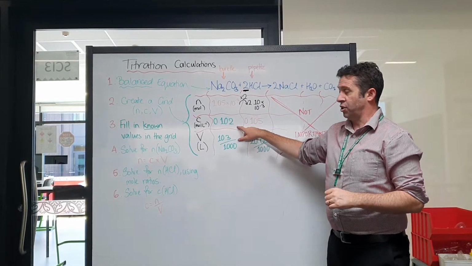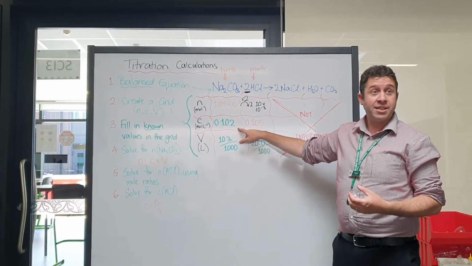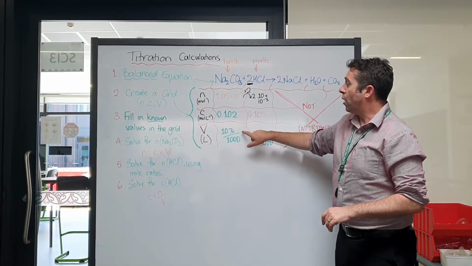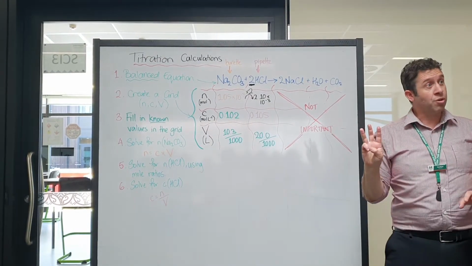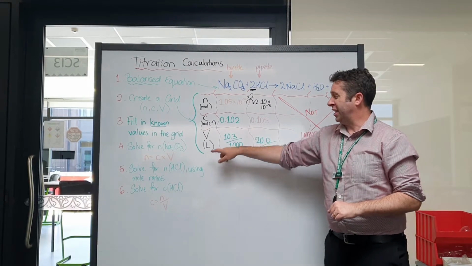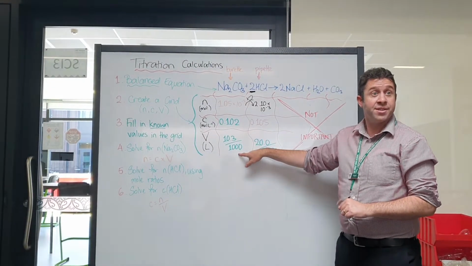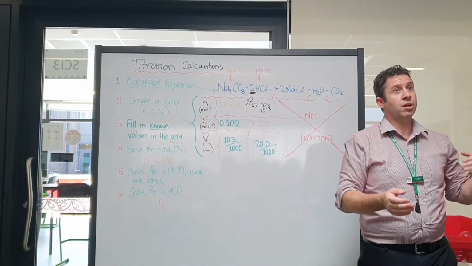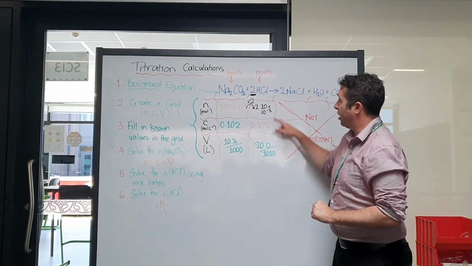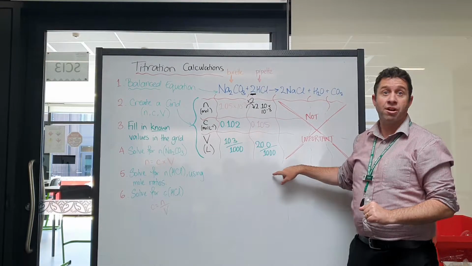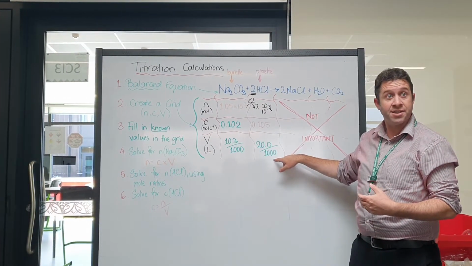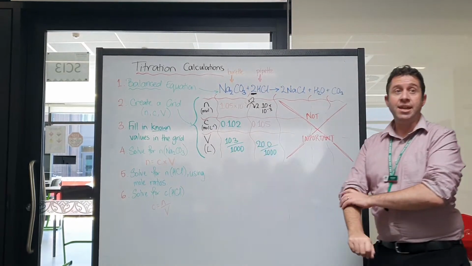So my standard solution was 0.102 moles per litre. You should note 3 significant figures, you put that in there. Your average titre, your 3 concordant results, I got 10.3 mLs, but it's got to be in litres, so it's 10.3 over 1,000, or 0.0103. I also know that I used 20 mLs of my hydrochloric acid, so I'm going to put my 20 over 1,000 to get it into litres. I know these ones here.